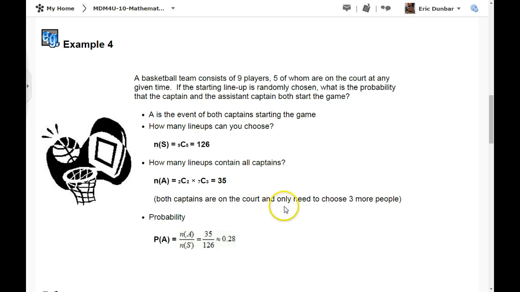So the probability of having both the captain and the assistant captain start the game would be 35 divided by the total sample space, which is 126. So 35 divided by 126 is approximately equal to 28%, or 0.28.